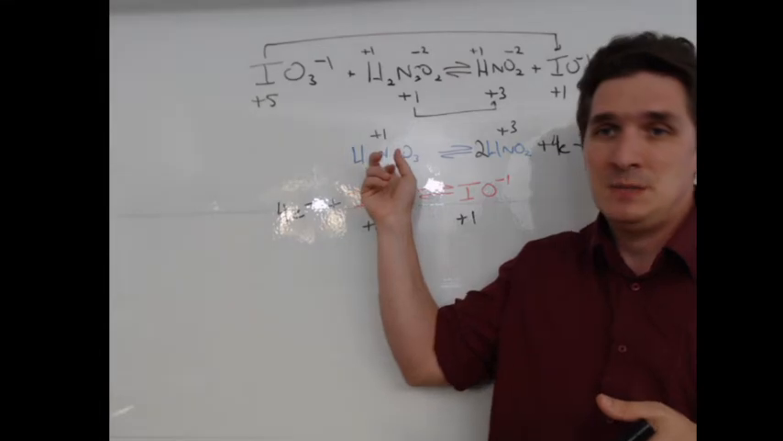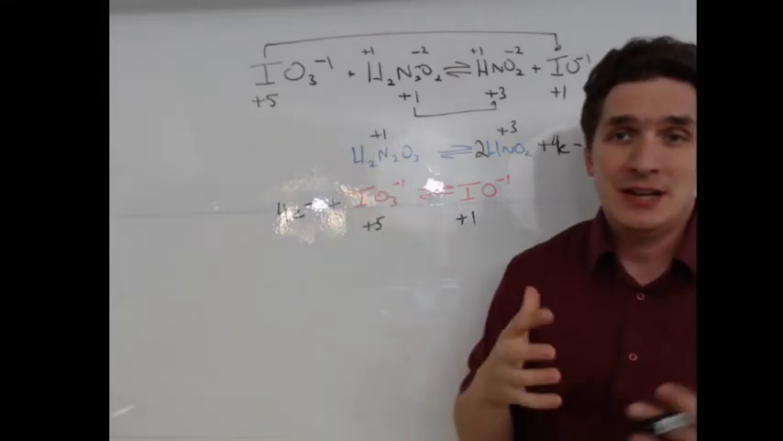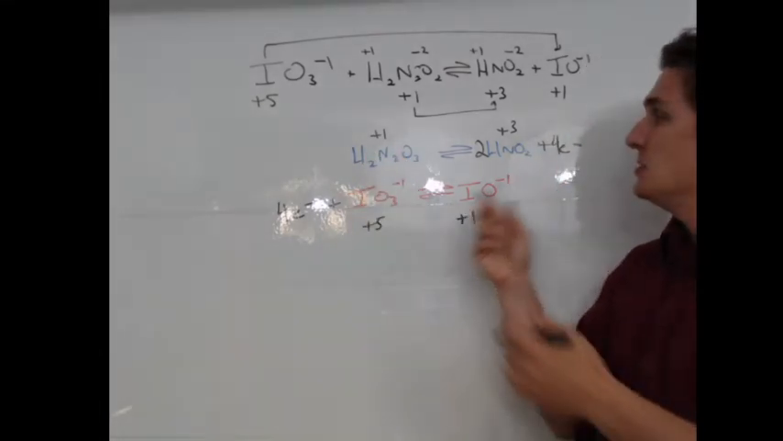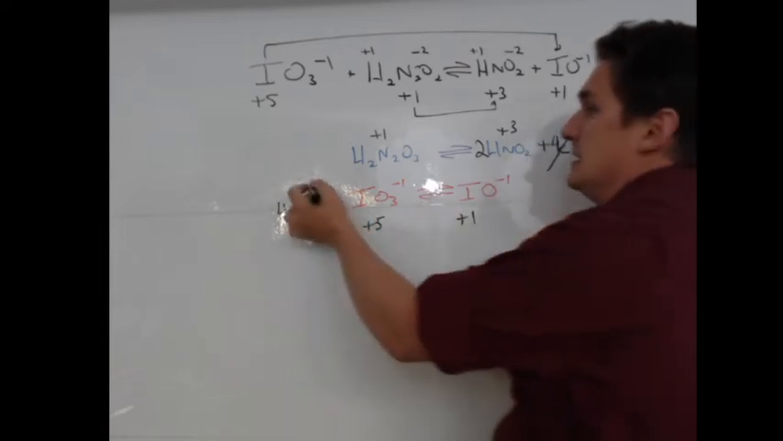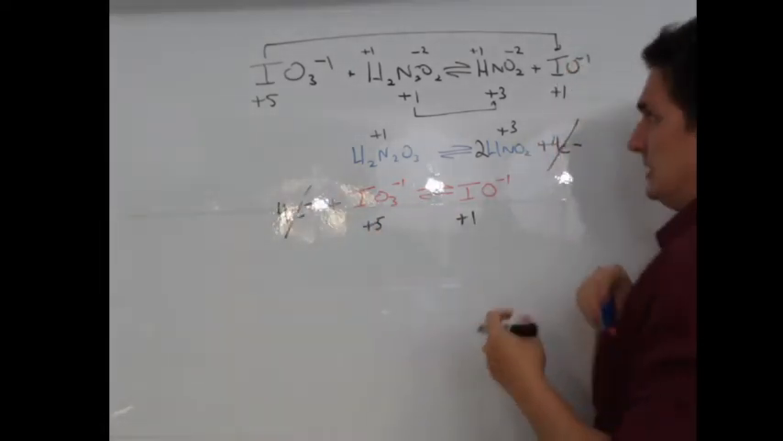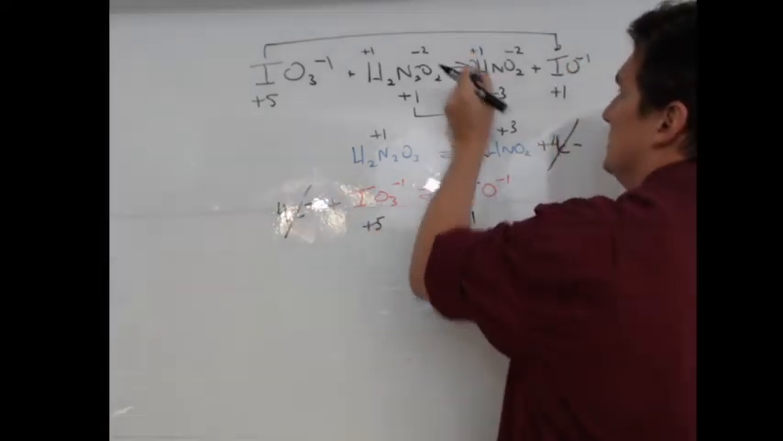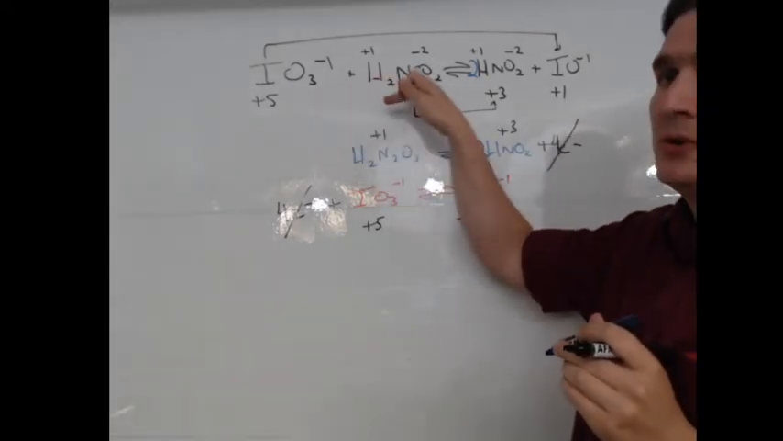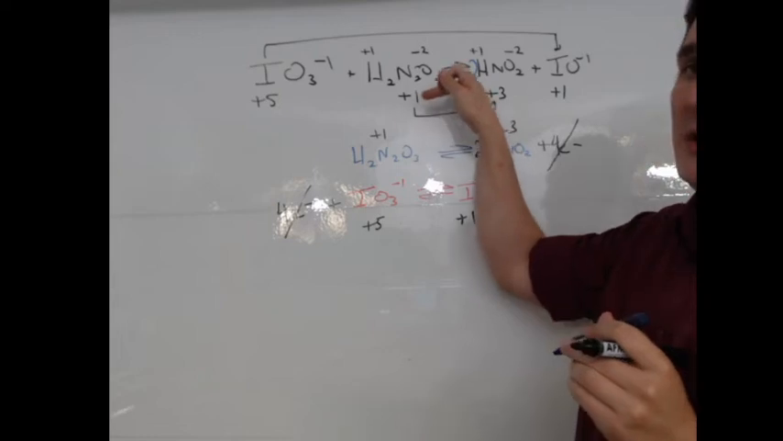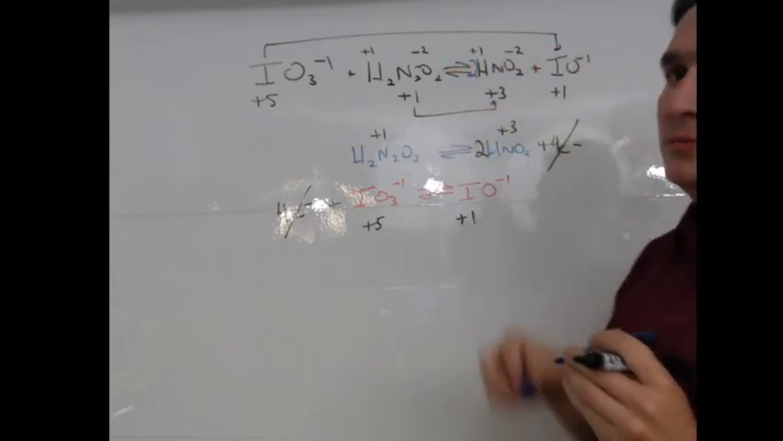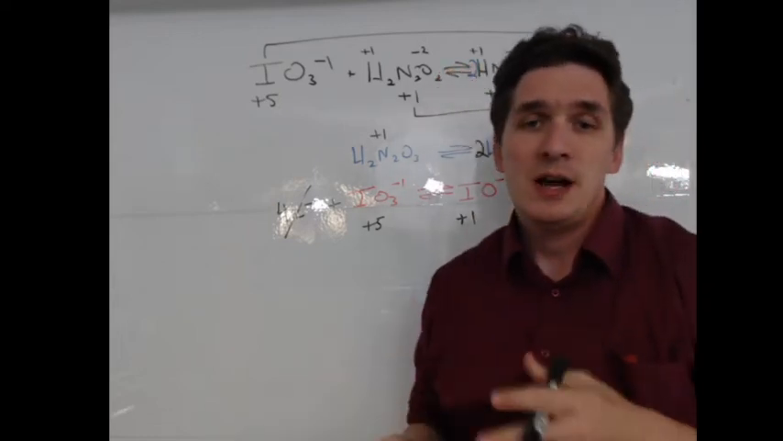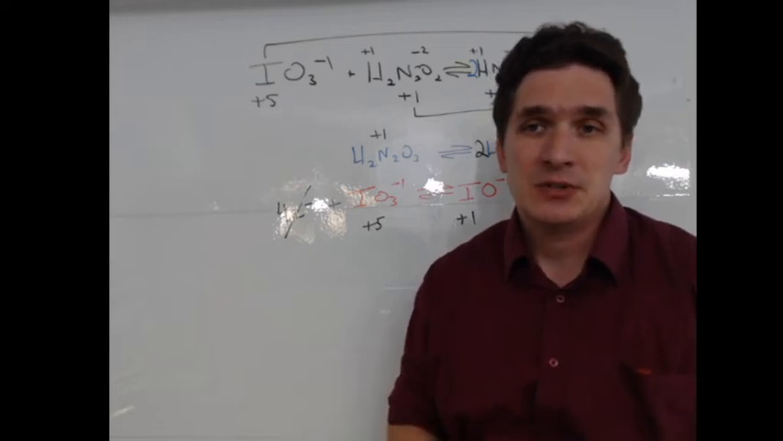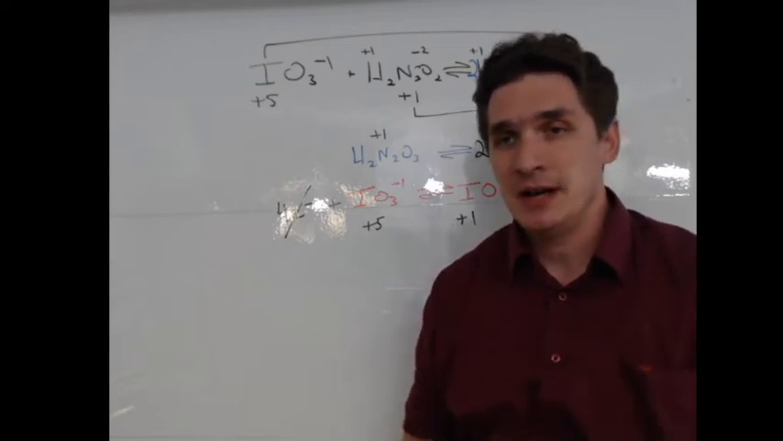The number of electrons being lost by all the nitrogens together here is 4, and so since they're the same number, we can add these together, and what we'll get is this. So IO3 plus H2N2O2 goes back and forth to 2HNO2 plus IO -1. We are now balanced in terms of number of electrons, so now we're left to balance oxygen and hydrogen.